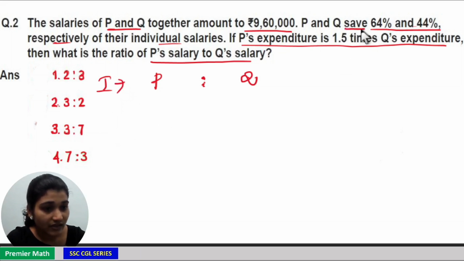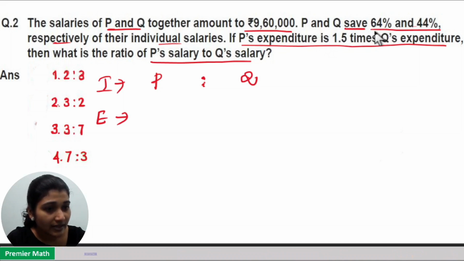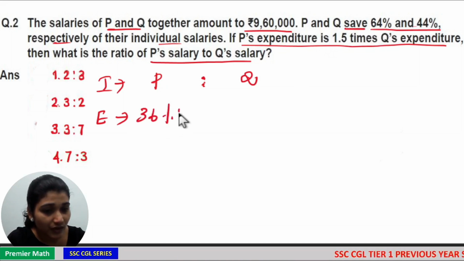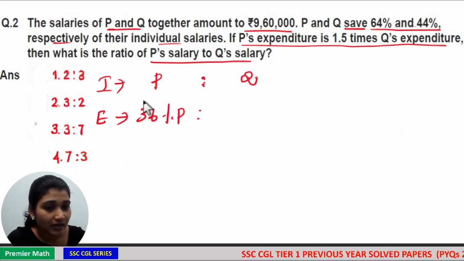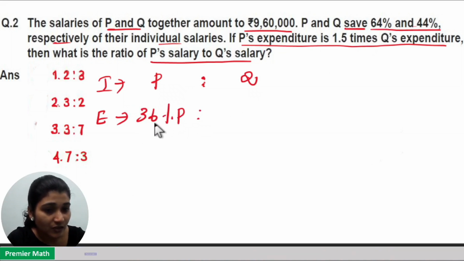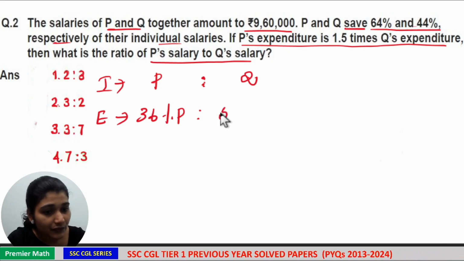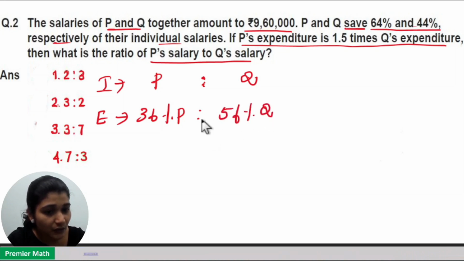Now, here the savings of P and Q are given. From that we can find the expenditure ratio. Here the savings of P is 64% of P, which means the remaining is the expenditure. That is, 100 minus 64%, means 36% of income is his expenditure. Take 100% as income. 100% of P means P itself. 100 minus 64 is the expenditure. Now Q's expenditure is 100 minus 44, 56%. So 56% of Q is the expenditure.